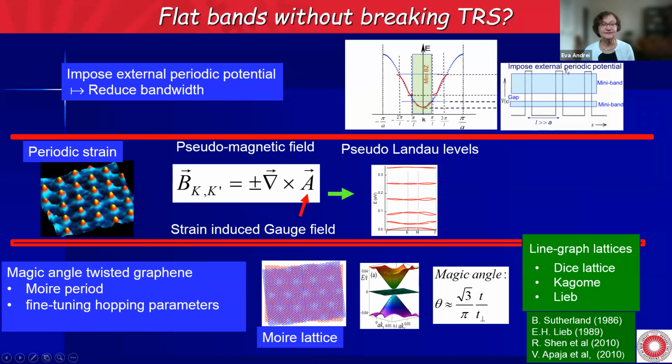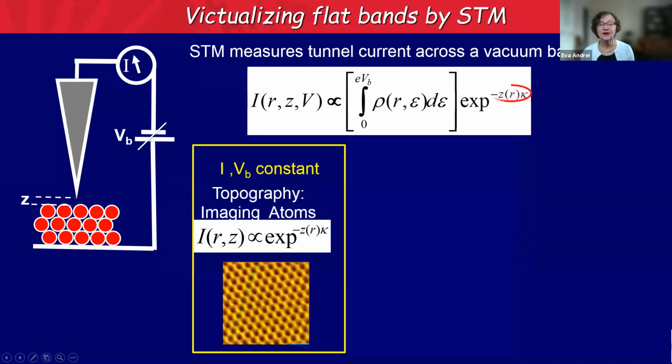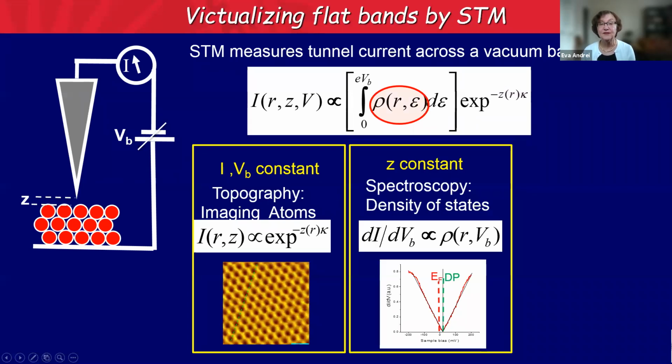So experimentally, how do we detect whether we have flat bands, or how do we detect Landau levels? We do it by scanning tunneling microscopy. When you bring a sharp metallic tip to the surface of a sample and you look at the tunneling current, it has two contributions. One is exponentially dependent on the distance between the tip and your sample. By rastering the sample, you can actually visualize the position of the atoms, and this is what graphene looks like in an STM topography image.